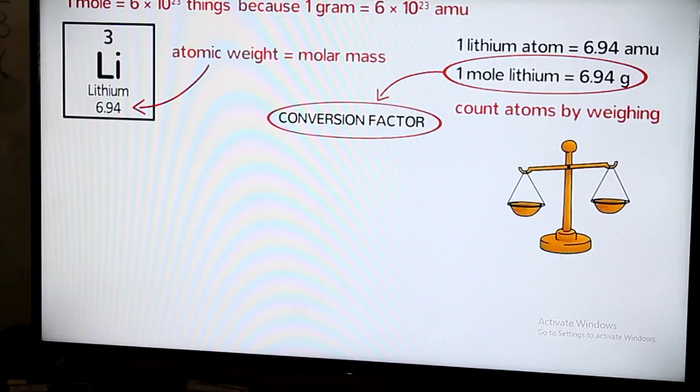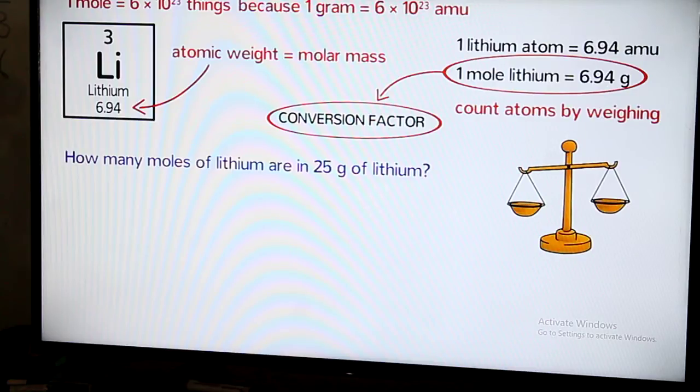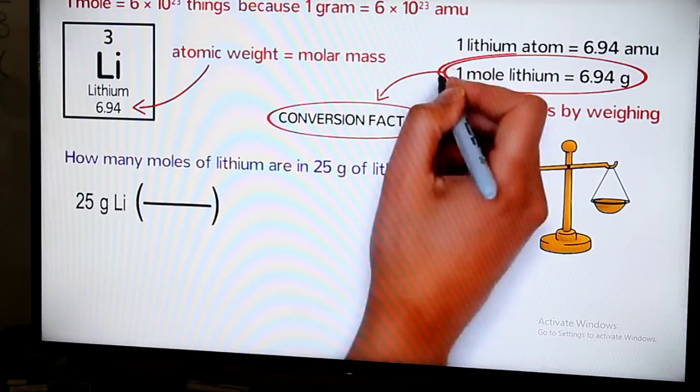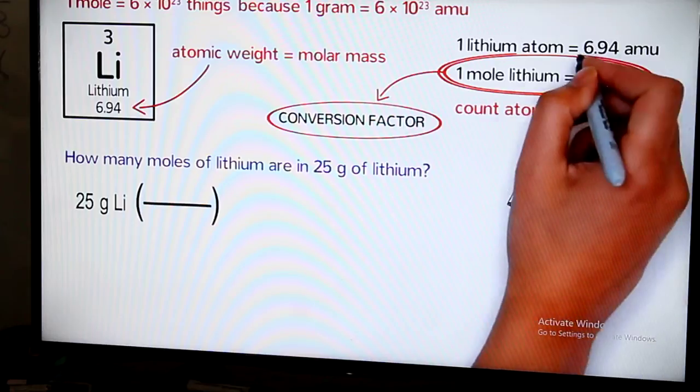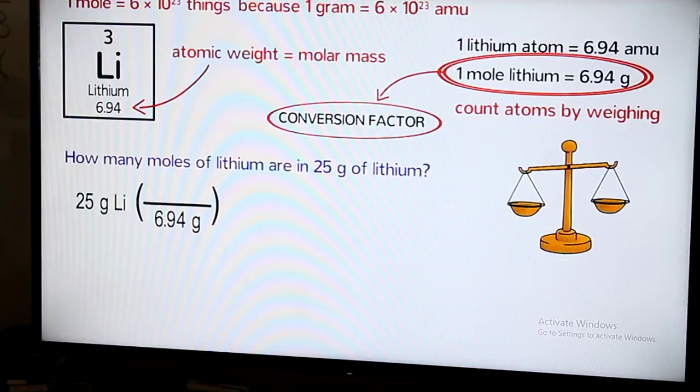Let's try a problem. How many moles of lithium are in 25 grams of lithium? This is a 1-step unit conversion problem, and like any unit conversion problem, the first thing you should do is write down the quantity that you know. In this case, 25 grams of lithium. Next, multiply this by conversion factor fraction. Remember that for mole conversions, the molar mass is always a conversion factor. 1 mole of lithium equals 6.94 grams. Because we started with grams, we put 6.94 grams on the bottom of the fraction. Grams on the top and bottom cancel each other out.